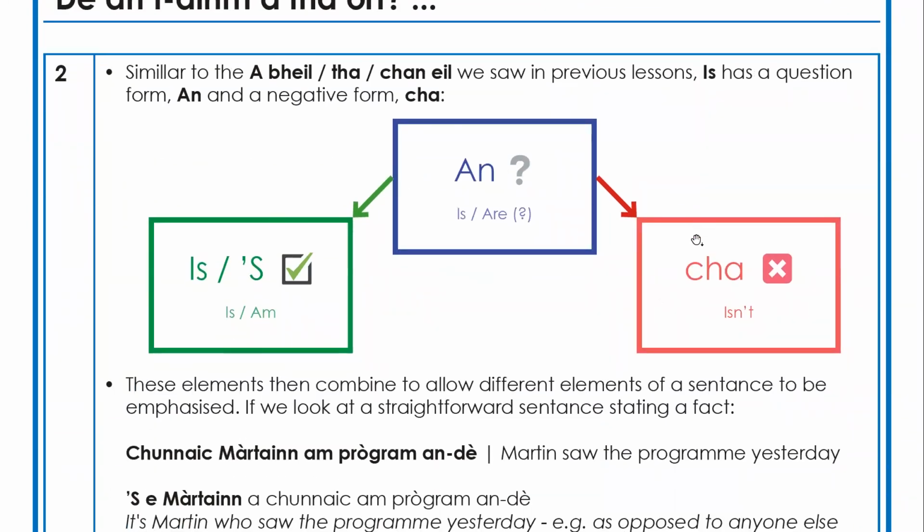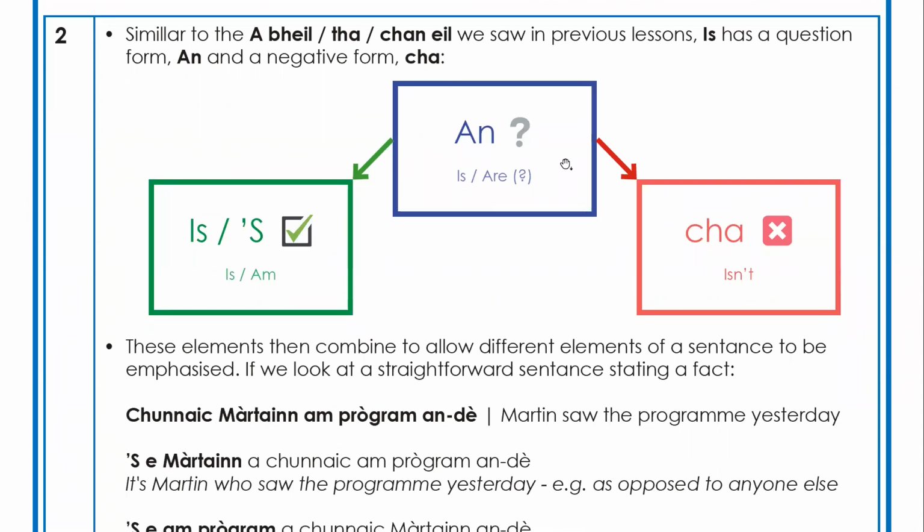So here we have the particles which give you the copula, this is phrase. And you'll see that this pattern is similar to what we saw with bheil, tha, chan eil. But here, an, is, and cha. I've presented these in this manner because it's not always an e, is e, cha e. This is the copula, and they pair with pronouns to give you is e. So these particles are very similar to what we saw with bheil, tha, chan eil. You ask a question with an, and if it's e, we're using an e, is e, cha e.